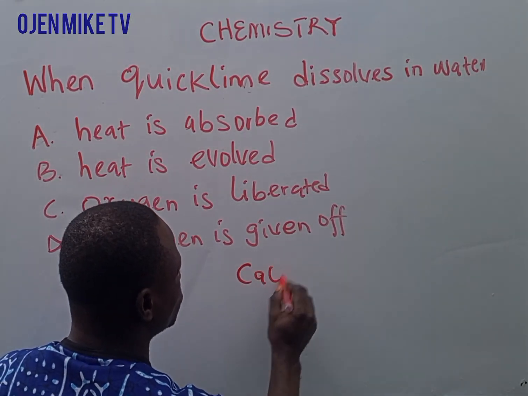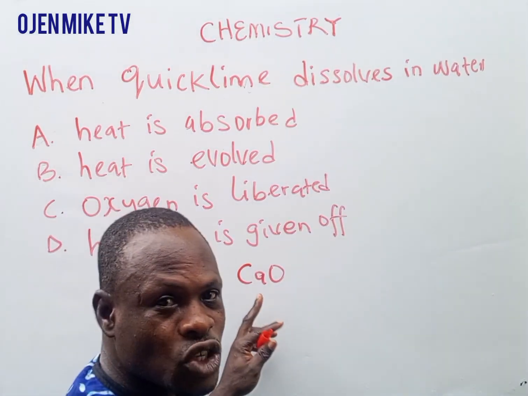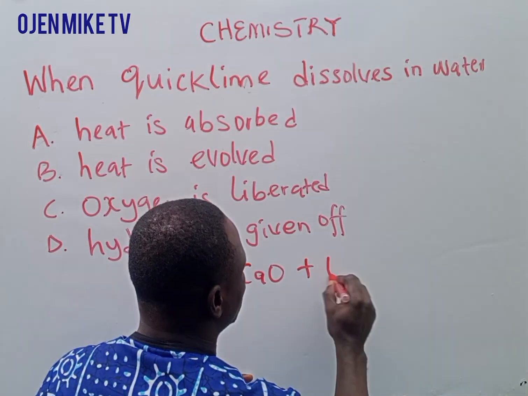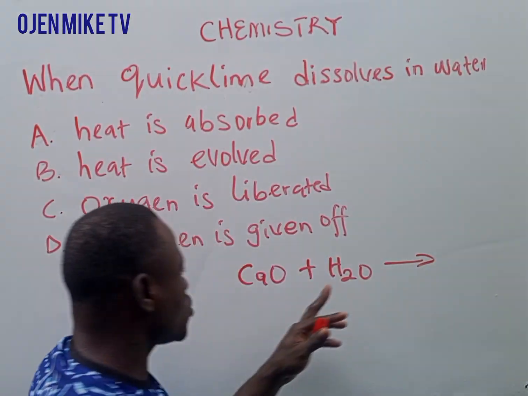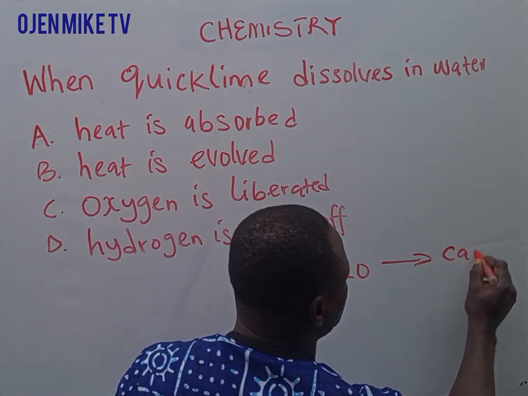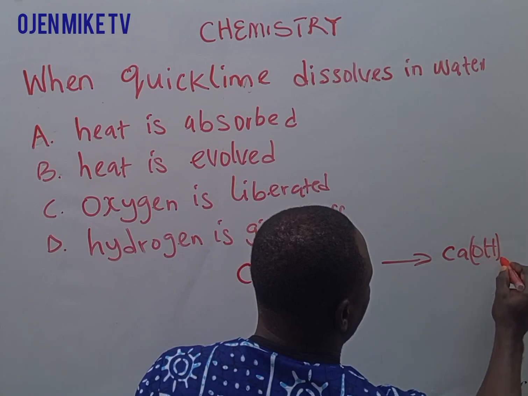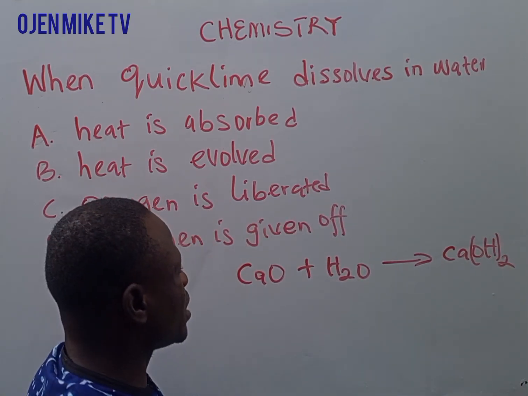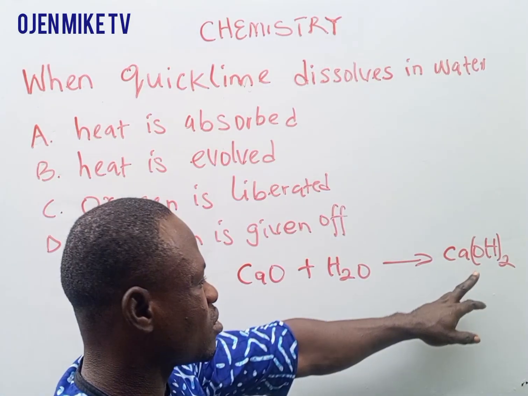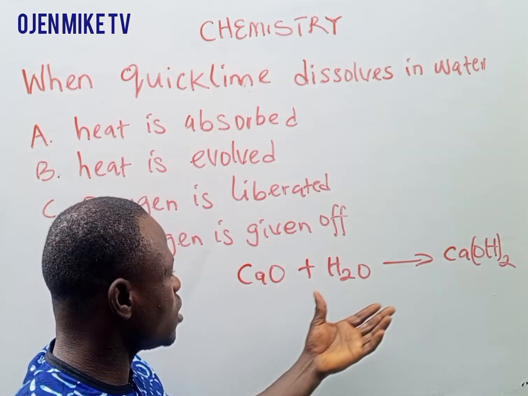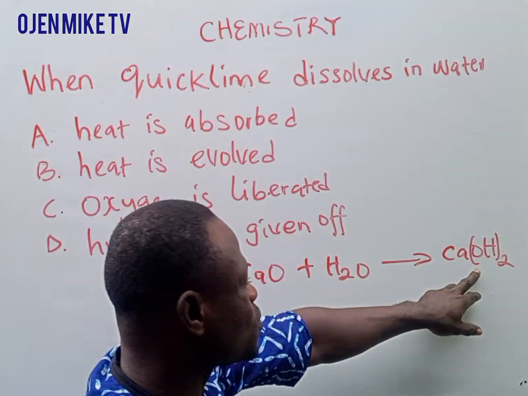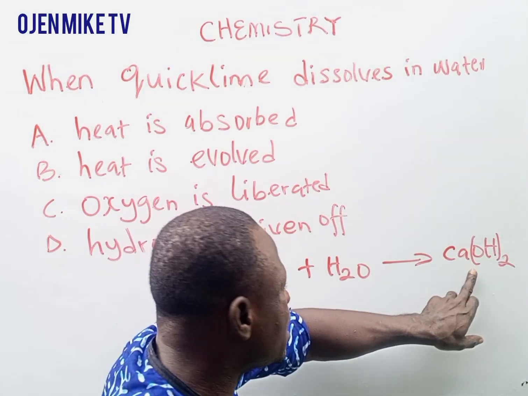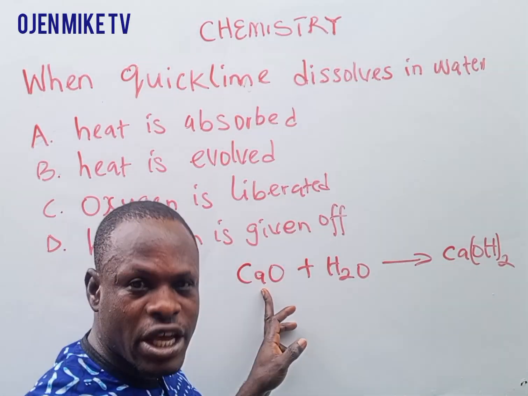Quicklime here is calcium oxide. Calcium oxide is called quicklime. We react it with water. When we react with water, what is formed? Calcium hydroxide. Look at calcium hydroxide. Do you get that? Now, this calcium hydroxide that is formed is called slaked lime, while this one is called quicklime.